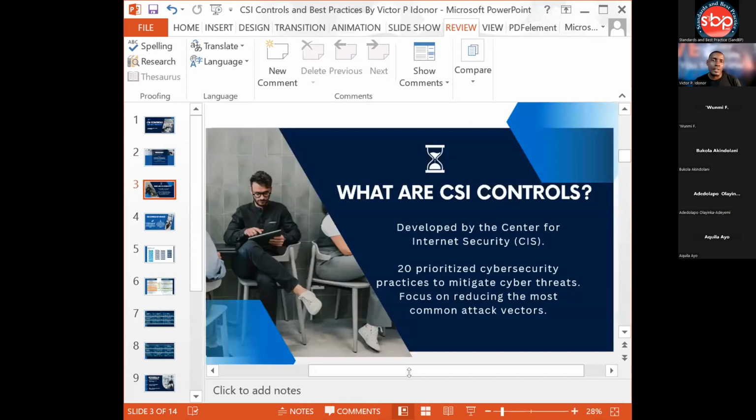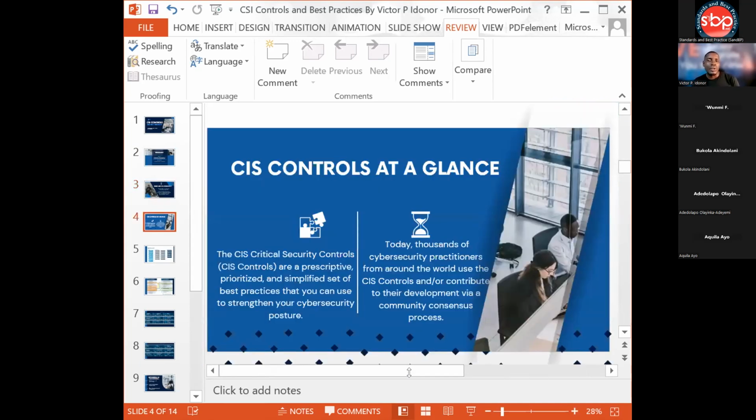So what are the CIS controls? These are developed by the Center for Internet Security, which is the CIS, and they prioritize about 20 different cybersecurity practices to help mitigate against common threats in our everyday work in the internet space. It focuses on mitigating cyber risk, cyber threats, and common attack vectors. The CIS controls also prioritize and simplify a set of best practices that you can use to strengthen your cybersecurity posture. For every organization, there's a need to strengthen our cybersecurity posture, which is where the CIS controls come in.